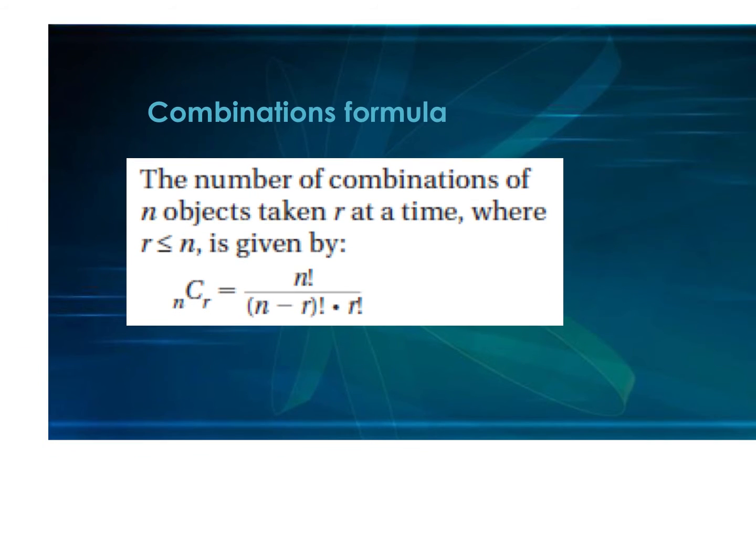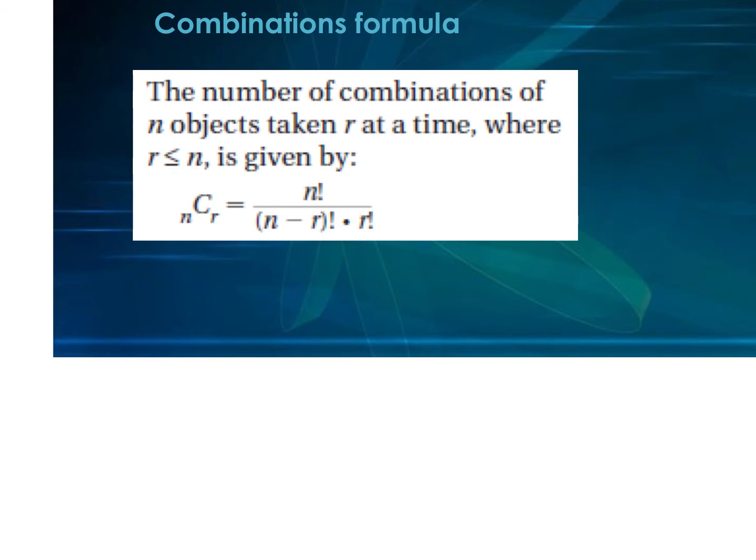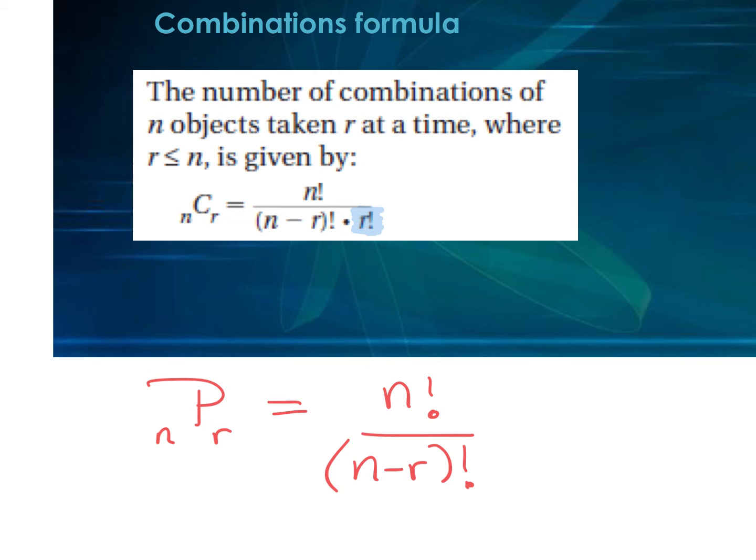So this is the combinations formula. It's the number of combinations where n objects are taken r at a time, where r is going to be less than n, which will always be the bigger number. Now, if you remember your formula for permutations, that formula was P with an n and an r. It was n factorial over n minus r factorial. The difference between the combination and the permutation is that they're just adding r factorial to the denominator. Because remember, there are fewer combinations.